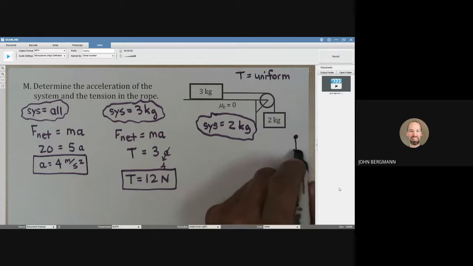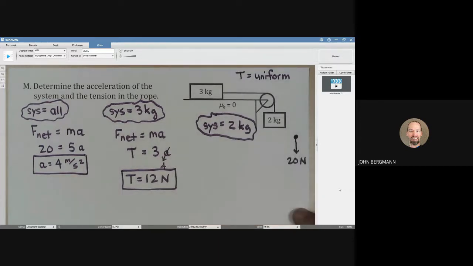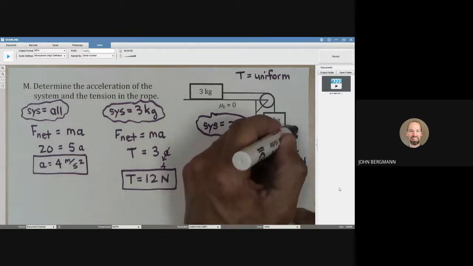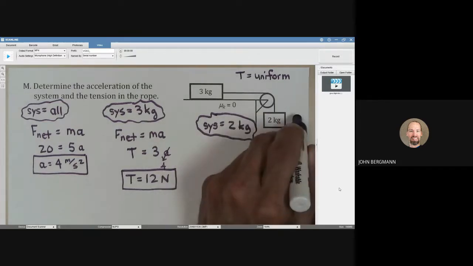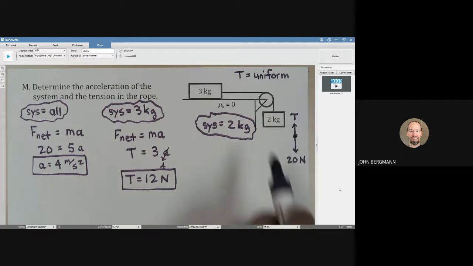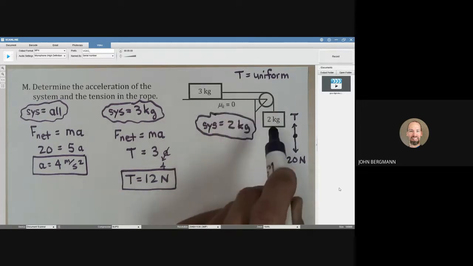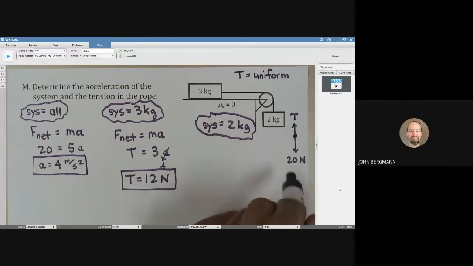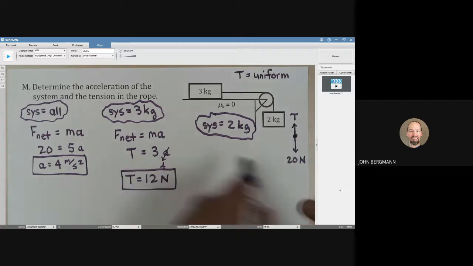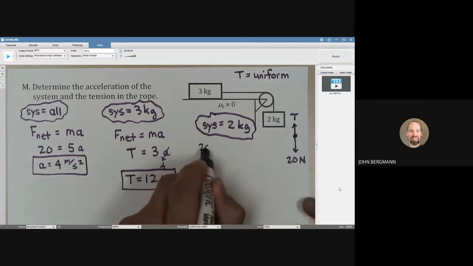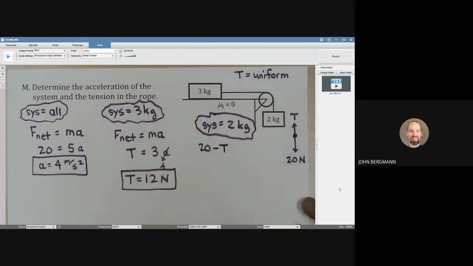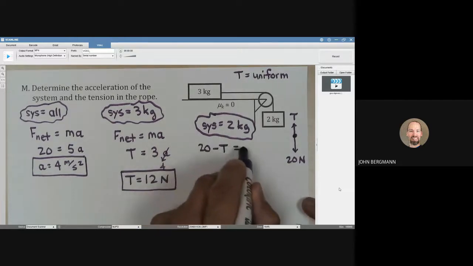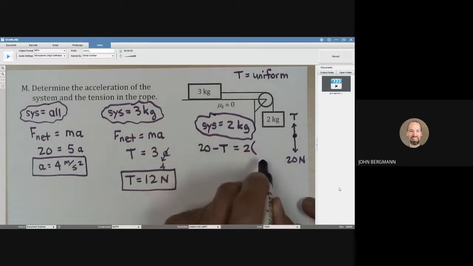We'd have mg down, which is 20 newtons, right? 2 times 10. And then the tension would be trying to hold this mass back. The tension is pulling this 3 kilogram mass to the right, but it's trying to hold back, unsuccessfully, the motion downward of this 2 kilogram mass. So the net force on the 2 kilogram mass, ready, is 20 minus T. That's the net force. And that needs to equal the mass of the object times its acceleration.